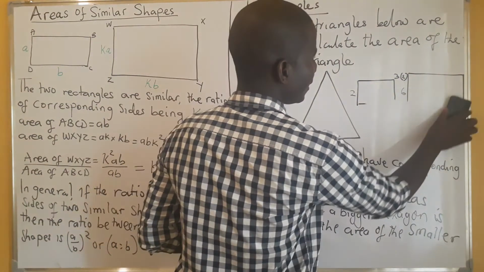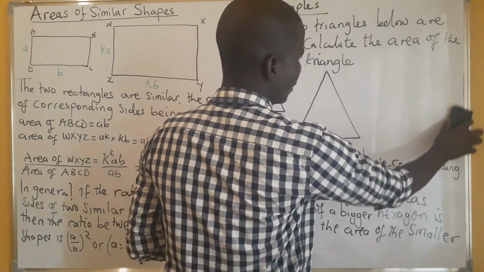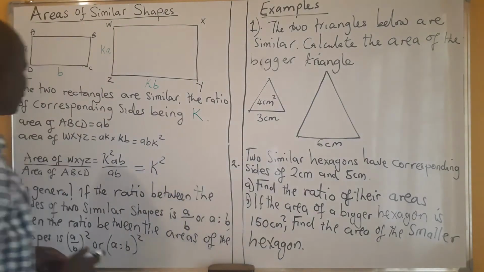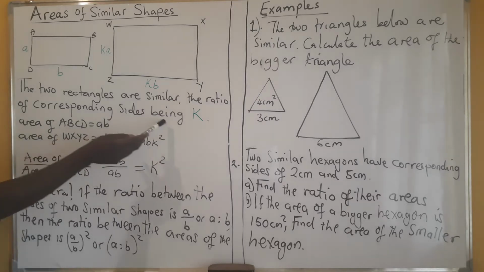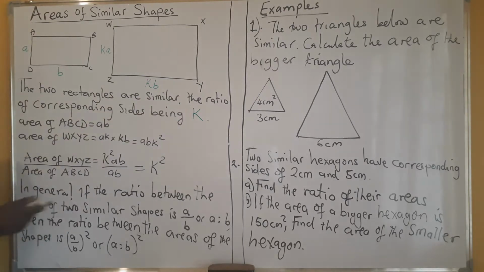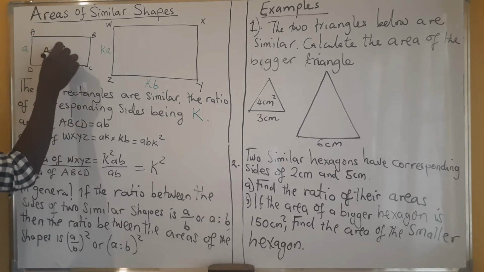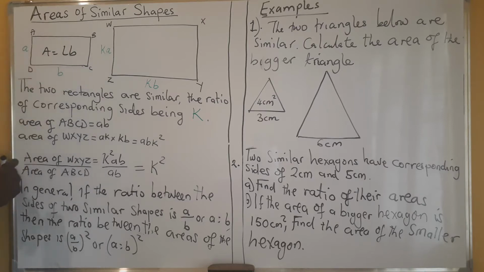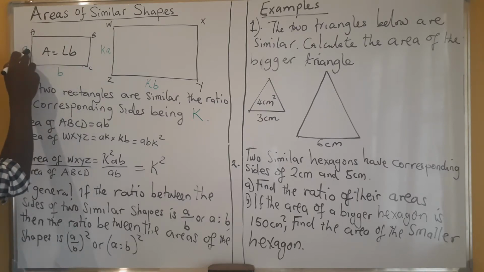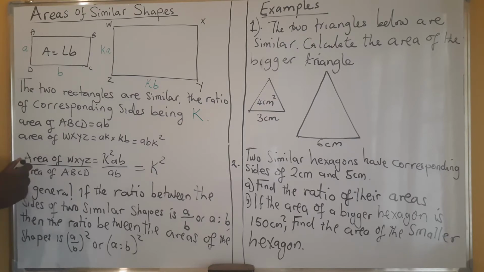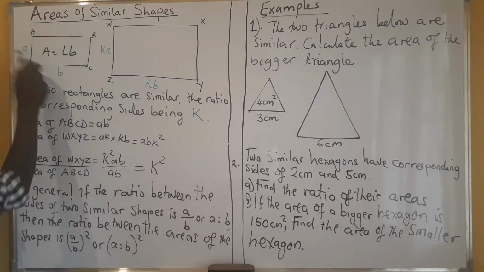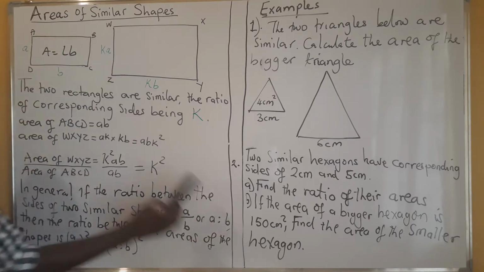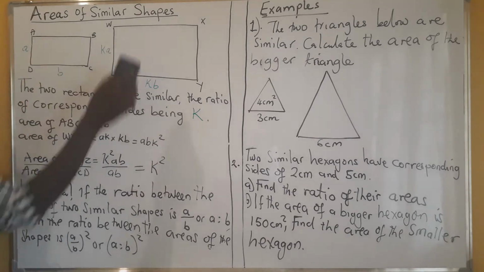Now that our concentration is the area, I think that is what I want us to consider the most. So let's come back to this. The two rectangles are similar, and the ratio of corresponding sides is K, like what I demonstrated there. Now we are looking at the area. The area of a rectangle is equal to length times width, so we multiply B by A. You multiply these two, so that is our area. Even this same side, we do the same.